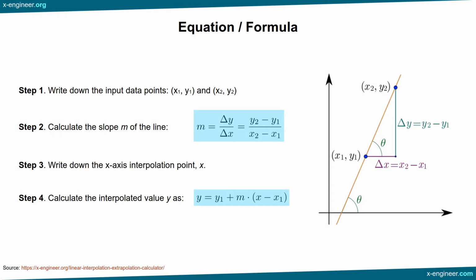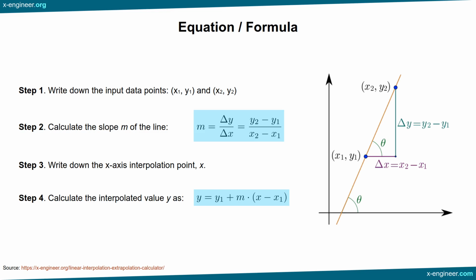Now that we understand the concept of interpolation, let's go step by step through the mathematical process of calculating an interpolated value. Step 1. We start by identifying the given data points. These are two known points, x1, y1, and x2, y2, which define a straight line. Step 2. Now we calculate the slope of the line, denoted as m. The slope represents the rate of change between the 2 points and is given by the formula, m equals delta y divided by delta x equals y2 minus y1 divided by x2 minus x1. This formula essentially measures how much y changes for a given change in x.